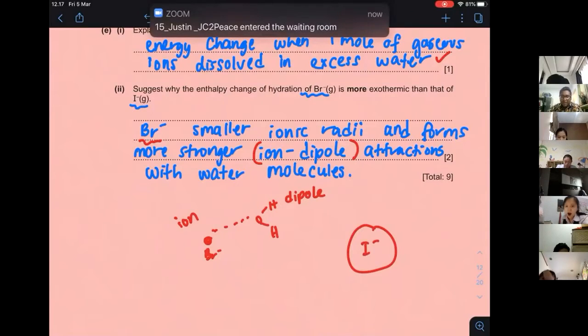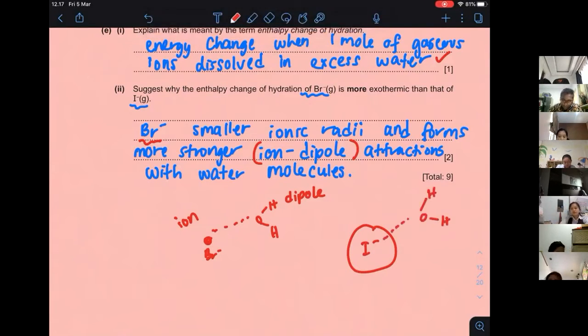When I⁻ is bigger, if you want to draw the ion-dipole, this is the ion. This is delta negative, delta positive. I think we should draw it this way if they ask you to represent it. So this is delta positive, this is delta negative, so this is the dipole, and the attraction between the ion and the dipole is going to be weaker. Why? Because there is a larger radius, the nucleus is further away, so the attraction is not that good.